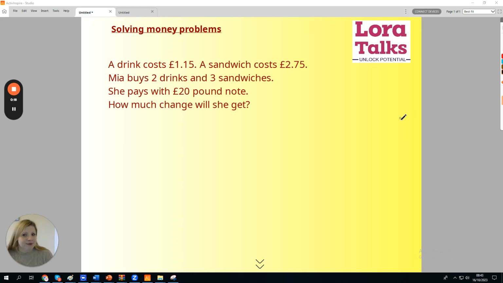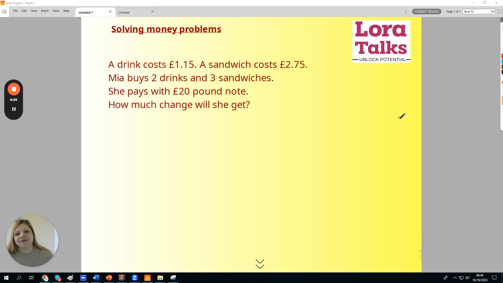So a drink costs £1.15, a sandwich costs £2.75. Mia buys 2 drinks and 3 sandwiches. She pays with a £20 note. How much change will she get? So I read the problem.